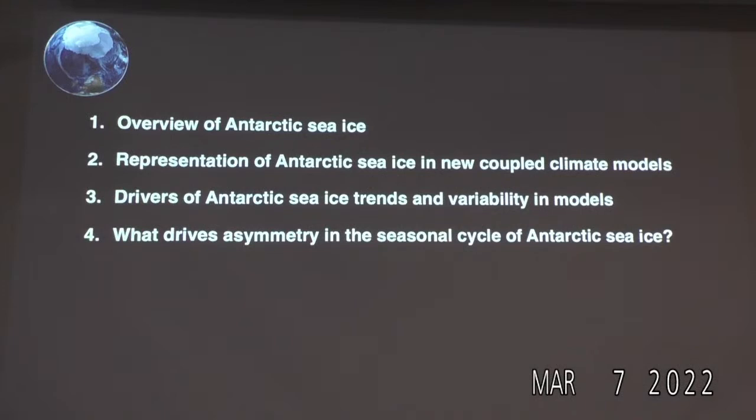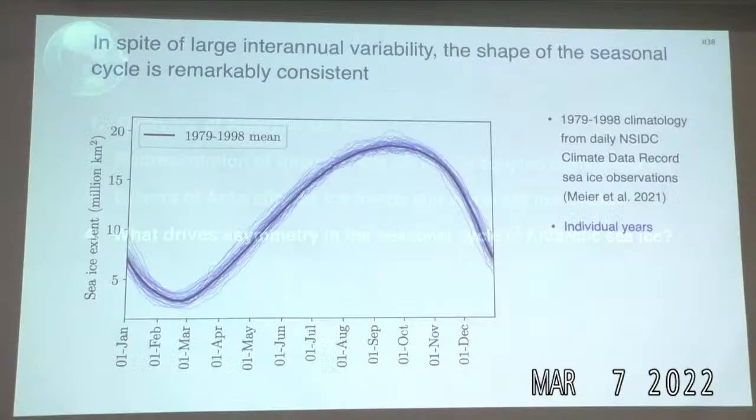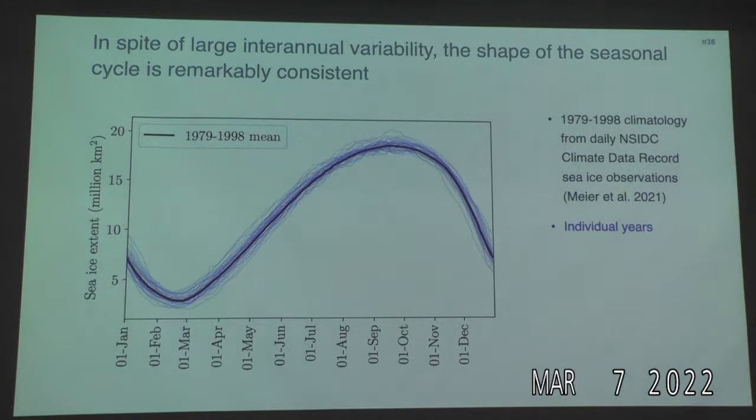Okay, so what drives asymmetry in the seasonal cycle of Antarctic sea ice? In the first parts, I mentioned the trends and this large interannual variability that we see in Antarctic sea ice. But in spite of that large interannual variability, the shape of the seasonal cycle is remarkably consistent. So here I'm showing the sea ice extent. The black line is a 20-year climatology, and then the purple lines are each individual years going from 1979 to present. And so it's really consistent.